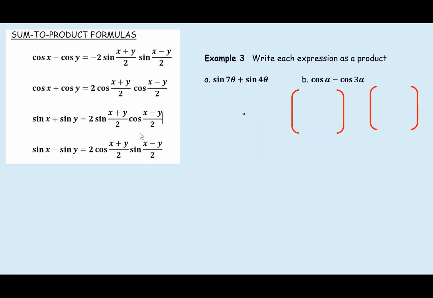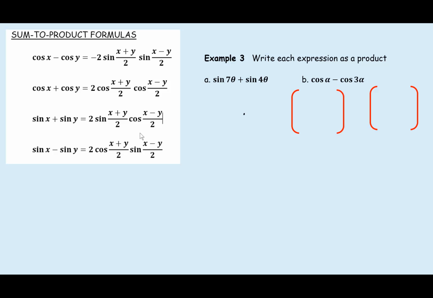All right, sum to product formulas. You should have known that was going to happen. So cosine x minus cosine y is equal to negative sine of the fraction (x plus y) over 2 and sine of the fraction (x minus y) over 2. So we're not going to derive those. We will just write each expression in this problem as a product.